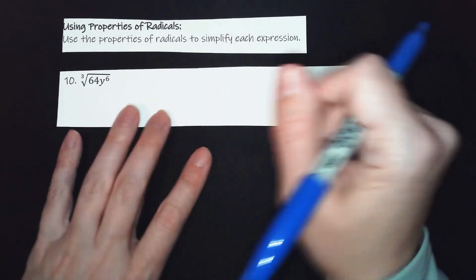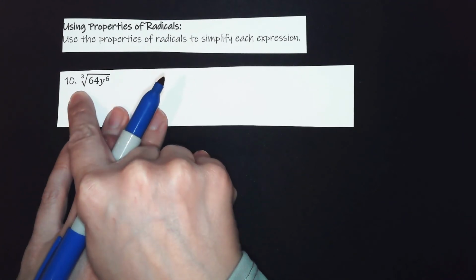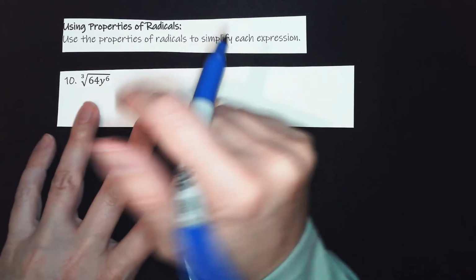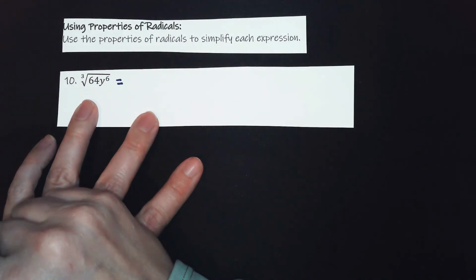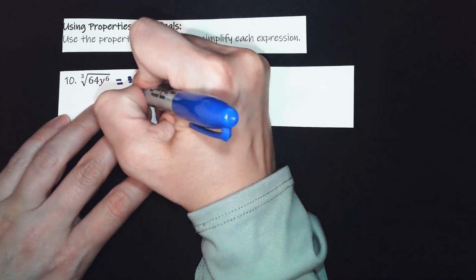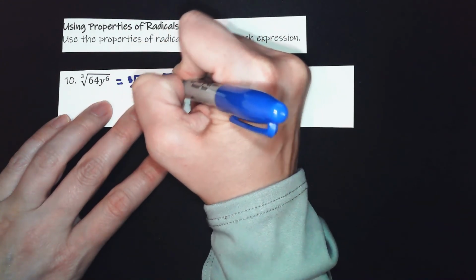All right. So this time I have 2 things being multiplied inside my cube root. And I can't combine these 2 things because one's a number and one's a variable. So I'm going to separate this out. I'm going to use that product property a little different, and instead of combining, I'm going to separate it. So it's going to be the third root of 64 times the third root of y to the 6th.